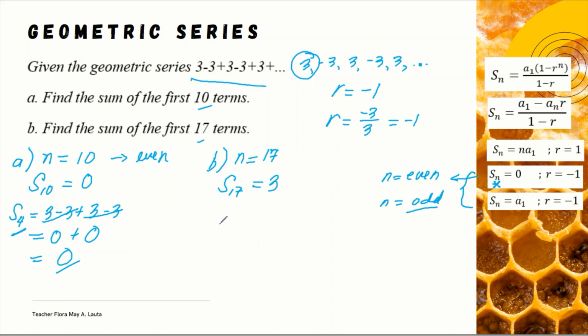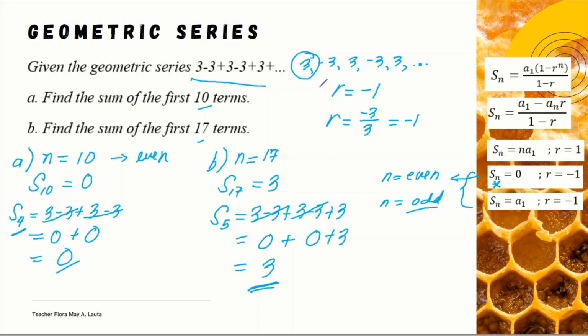But let's try a smaller number. Say, for example, 5. 5 is an odd number, right? So, that will be 3 minus 3 plus 3 minus 3 plus 3. Tama? So, 3 minus 3, that is 0. Plus 3 minus 3, 0 ulit. Tapos, may natirang isang butal, which is positive 3. So, 0 plus 0 plus 3, ang answer is positive 3. So, kahit anong number pa yan, basta odd siya, ang answer always is yung first term, A sub 1.